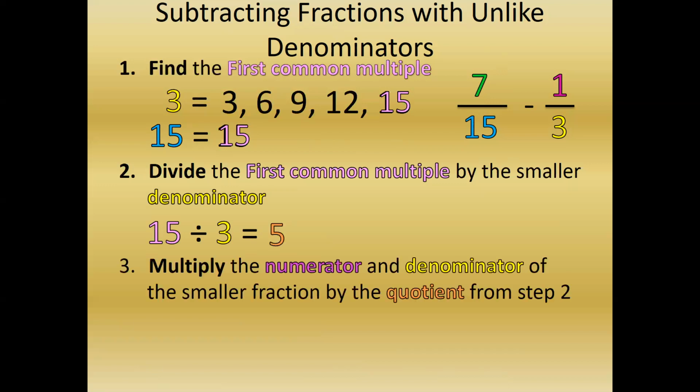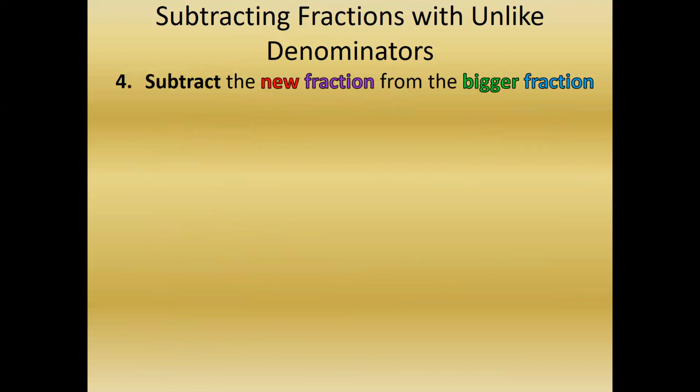5. So in step number 3, we're going to multiply the numerator and the denominator of the smaller fraction by the quotient from step number 2. So the numerator being 1, the denominator being 3, and the quotient being 5. So 1 times 5 is 5. 3 times 5 is 15. So 5 over 15 is our new fraction.